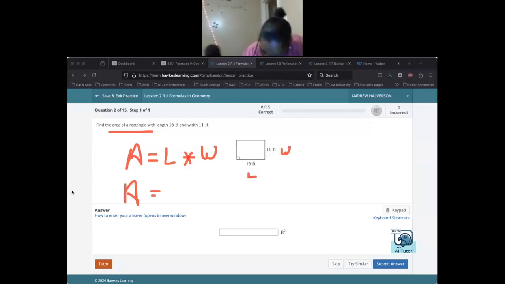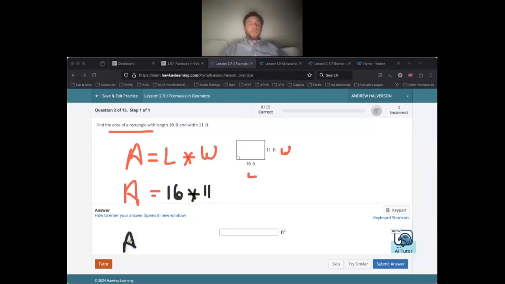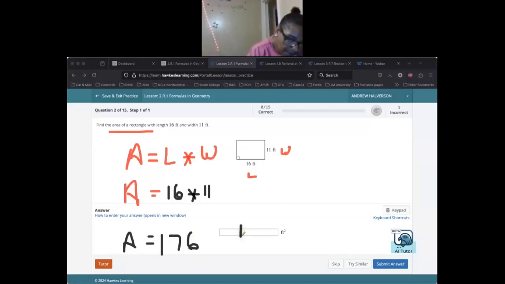Like addition, you can do whichever order, it doesn't matter, but when it comes to division or subtraction, you have to have specifics, right? Okay. So this becomes area equals 16 times 11, which is, I don't know, 176. Thank you very much. And that's the answer right there.